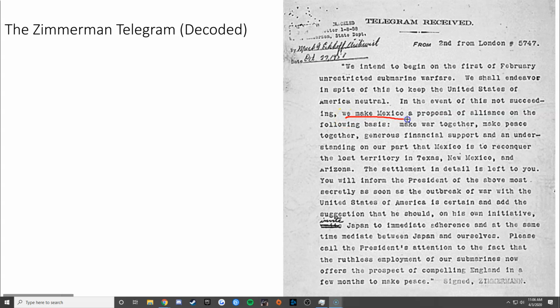So the Germans want to be allies with Mexico on the following basis. They want to make war together. They want to make peace together. There'll be some money in it for you, a generous financial support, and an understanding on our part that Mexico is to reconquer the lost territory in Texas, New Mexico, and Arizona. So, hey, if you want to be allies with us, we're going to give you back that territory that the United States stole from you in the 1840s.